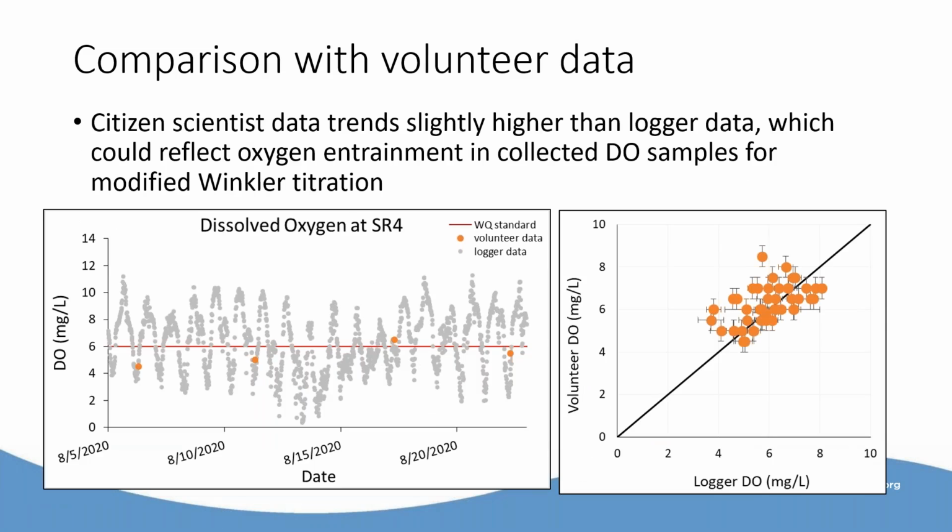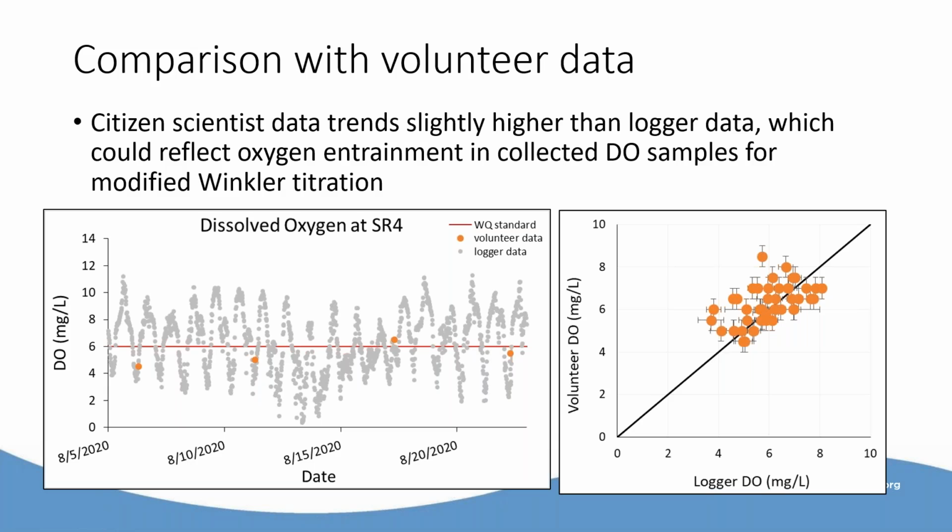And so now I'm just going to zoom in from the previous graph to look at the volunteer data compared to the logger. And you can see on this graph, again, we've got dissolved oxygen in milligrams per liter on the y-axis and date on the x, but we're zoomed into just a couple weeks now. And you can see that the volunteer data is really nicely tracking the logger data, or the logger data is tracking the volunteer data, whichever way you want to think about it.